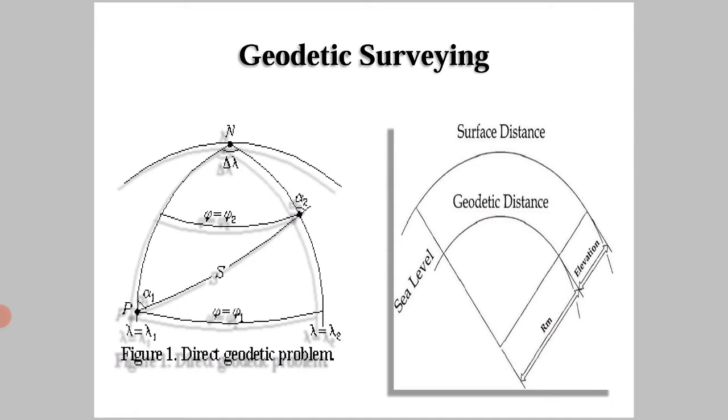So what is geodetic surveying? Geodetic surveying is the type of surveying in which Earth's surface is considered as a curved surface and plane surface of Earth is ignored. In such type of surveying, a line joining any two stations is considered to be a curved line.